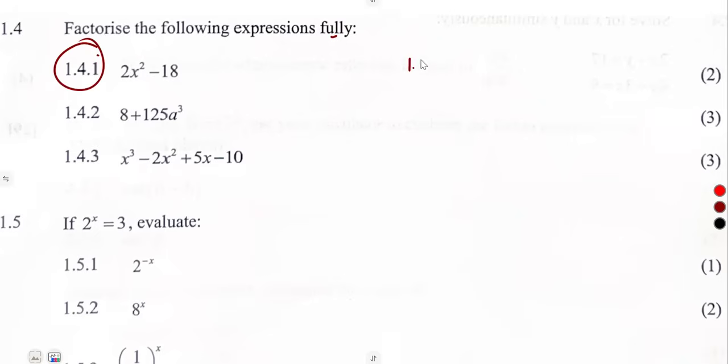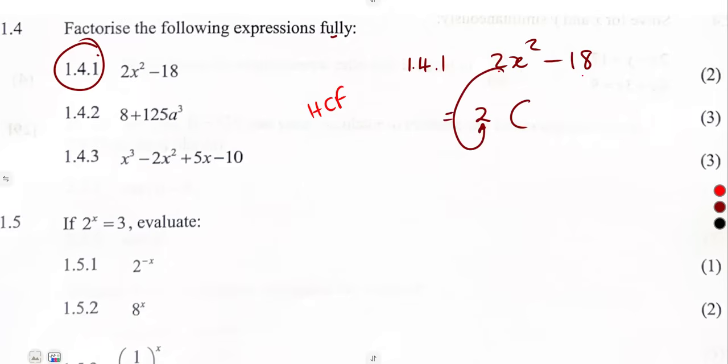1.4.1, that's 2x squared minus 18. These are just two terms. It's not a difference of two squares originally as it is, but there is a highest common factor. So use the golden rule: factor out the highest common factor. The highest common factor between 2 and 18 is 2. So you factor it out: 2x squared divided by 2 is x squared, minus 18 divided by 2 is a negative 9.